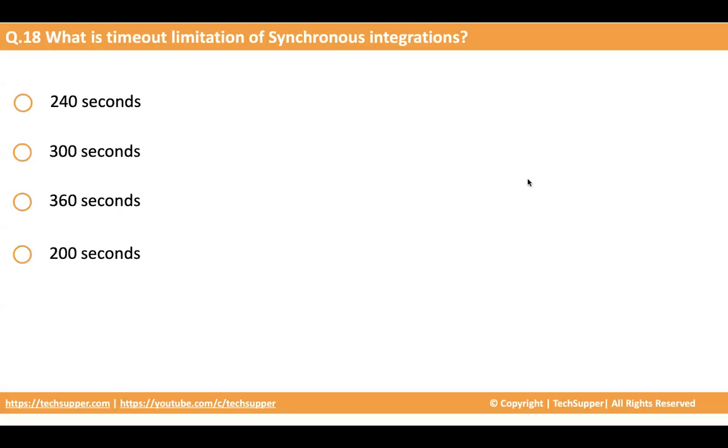The correct answer is 300 seconds, which is equivalent to 5 minutes. If you have exposed a REST API and the response is not received within 5 minutes or 300 seconds, your integration will time out. Similarly, when you are invoking any external application, REST API or SOAP API, and you are expecting the response and it is not received within 5 minutes or 300 seconds, your integration will fail with a timeout error.